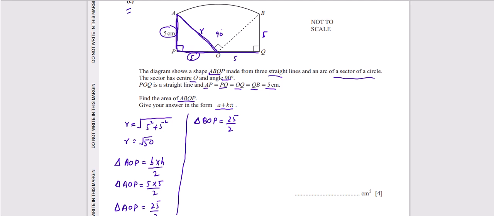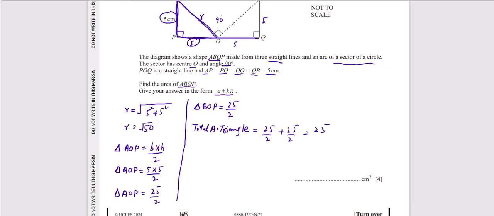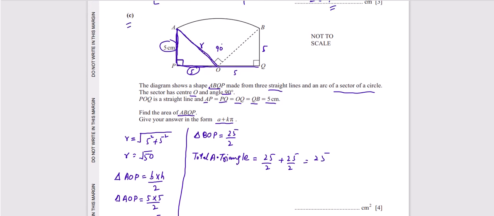Now we find the total area of the triangle. Sum up these areas. The first area is 25 divided by 2 and the second is also 25 by 2, that is equal to 25. And now find the area of the sector.